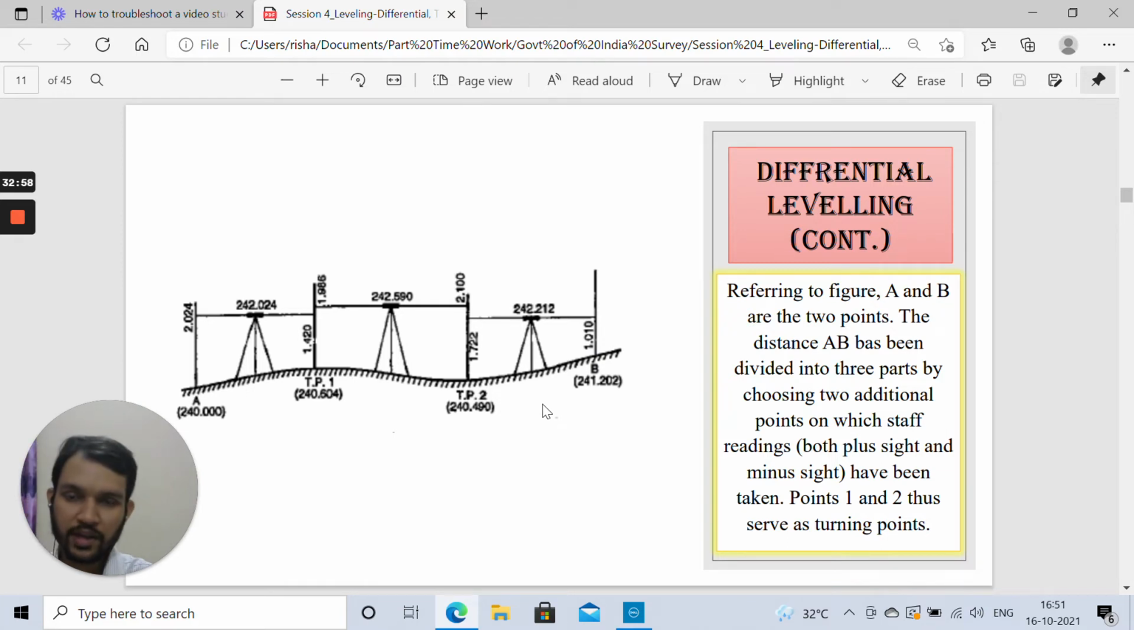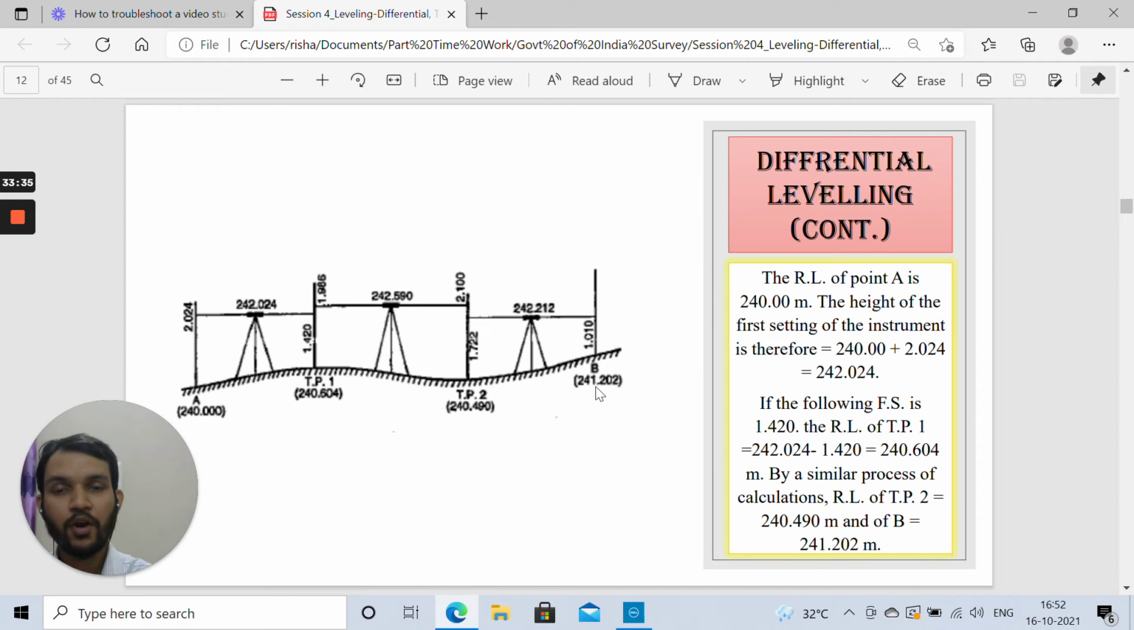So you can see, based on these RLs that have been located, it is very easy for us to locate the ground surface. You can see turning point 1 is above A because it is 240.604. TP2 is below this because it is 240.490, and this B is again above this. So we can get to know the profile of the ground surface that exists if we can easily compute the elevation of various other stations. And likewise, if we know the concept of how we can change the turning points, we can compute the elevation of all the other stations as we move forward.